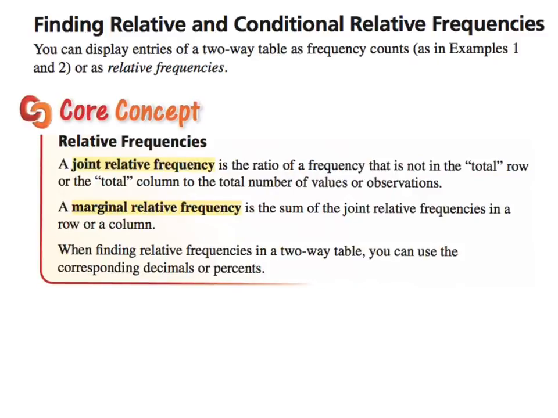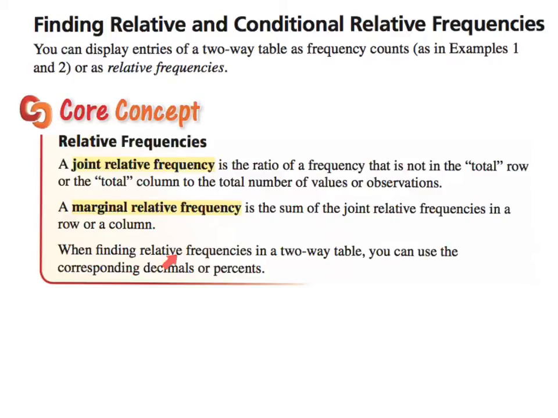Relative frequencies are either a joint relative frequency or a marginal relative frequency. A joint relative frequency is the ratio of the frequency that is not in the total row or the total column to the number of values or observations. A marginal relative frequency is the sum of the joint relative frequencies in a row or column.